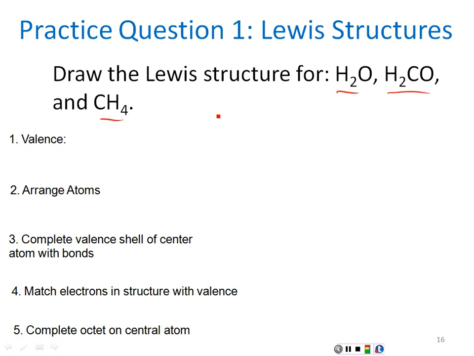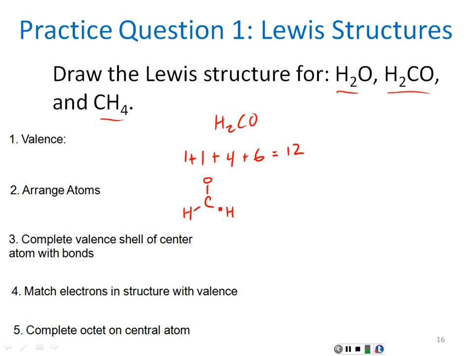Now let's do H2CO. The valence electrons would be 1 from each hydrogen, plus 4 from carbon, plus 6 from oxygen. That'll give us a total of 12. Now we have to arrange the atoms. How do we do that? Well, which has the highest binding capacity? That would be carbon. So carbon will go in the center. And then if we place the hydrogens and the oxygen around it symmetrically, we'll get something like this.